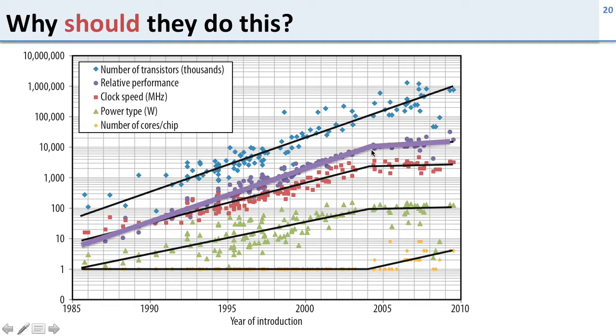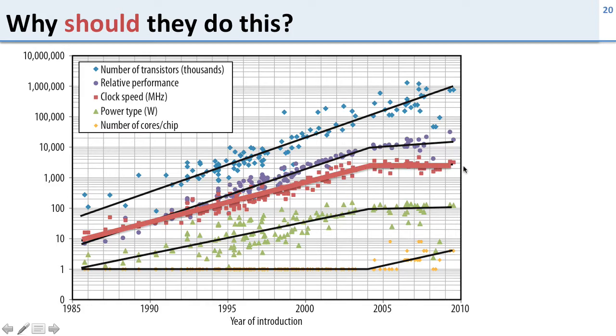Now let's take a look at the relative performance. The relative performance kept going up and up and up, just like the number of transistors, until about 2003, 2004. At this point it slowed dramatically and hasn't gone up nearly as much. Let's look at the clock speed. Again, the clock speed was also going up dramatically, and then in 2003, 2004, it got flat. It didn't go up anymore.